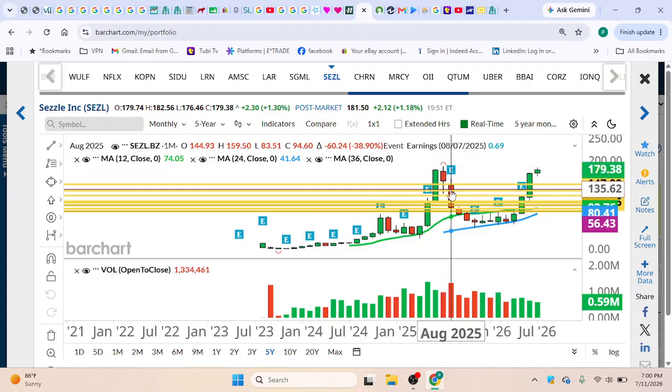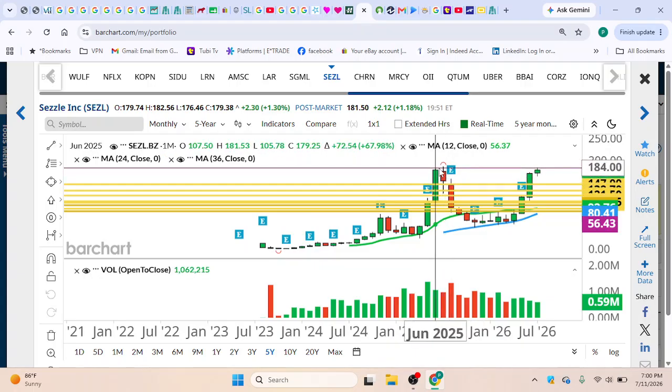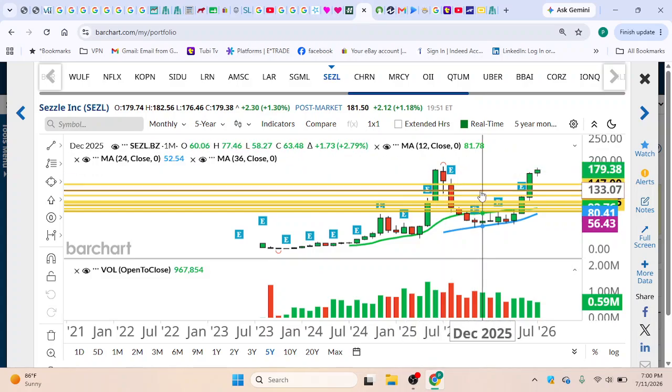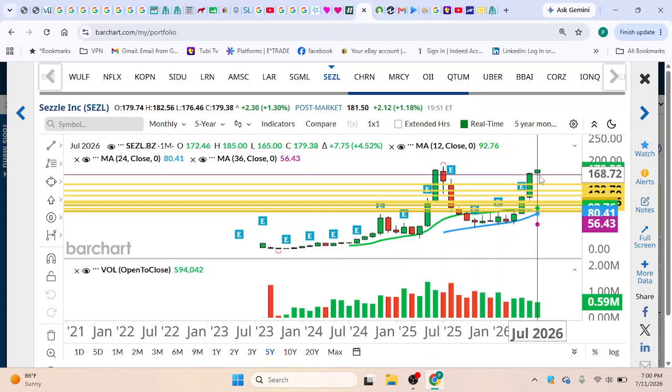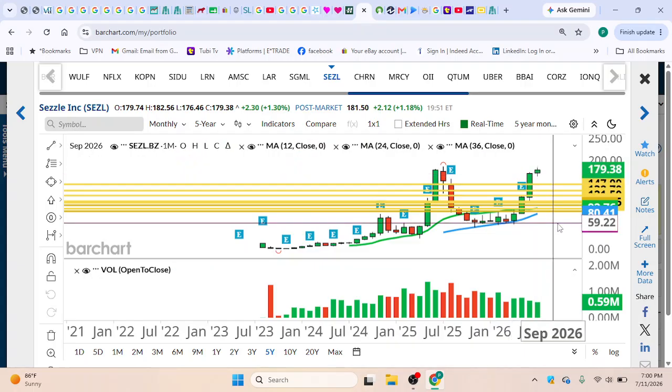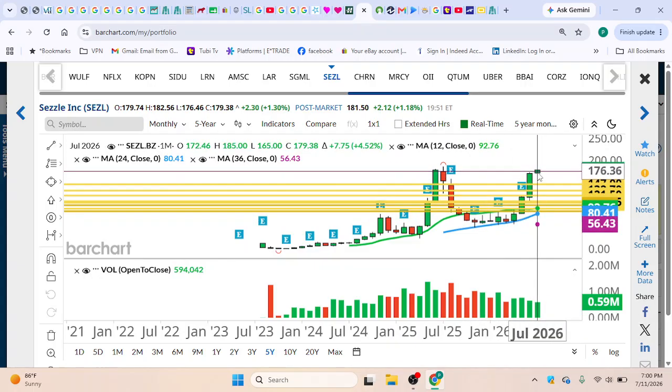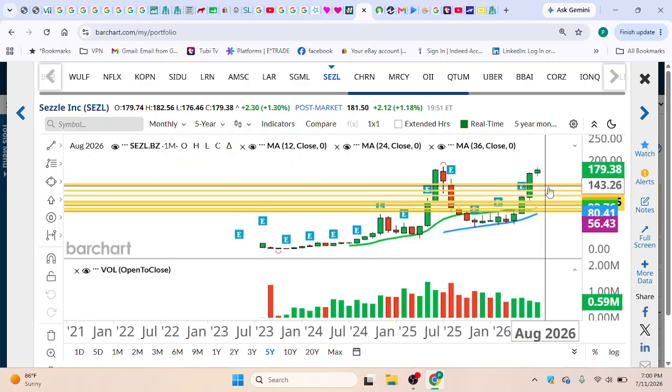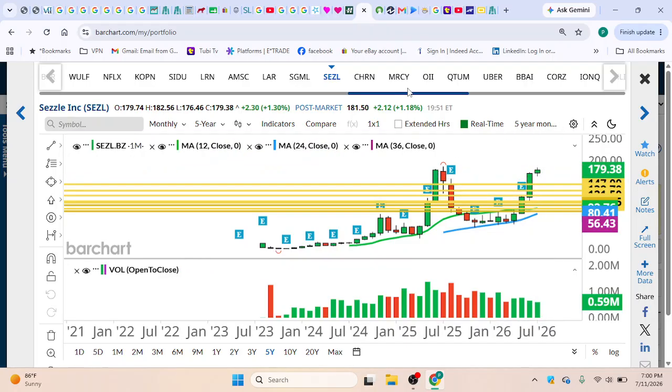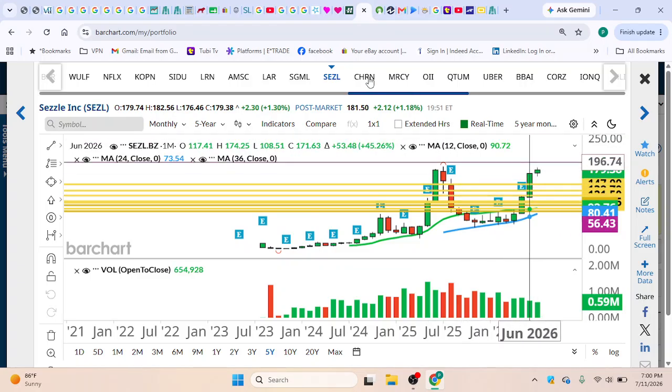Oftentimes stocks will sell off again on a technical basis where they sold off from before. You're just hoping that it doesn't sell off 100%, right? Come back down here. You're thinking it pulls back 30% or 25% or something, and then gives you another chance to buy more. That's what you're hoping for. That has been a good trade. Sezzle, I'm still holding that one.